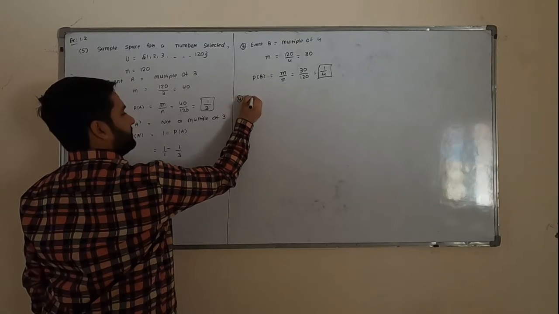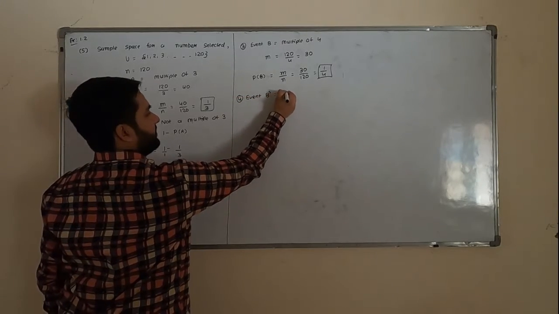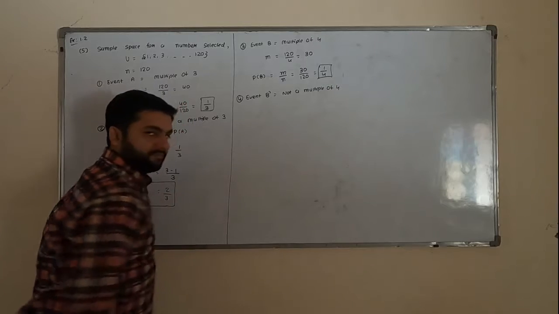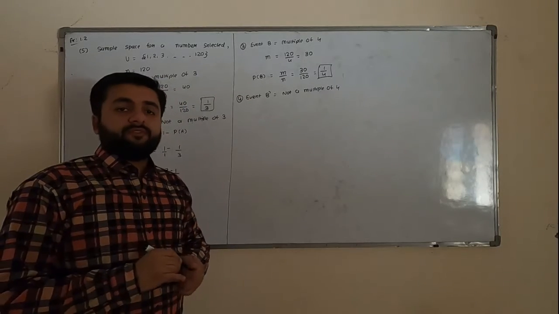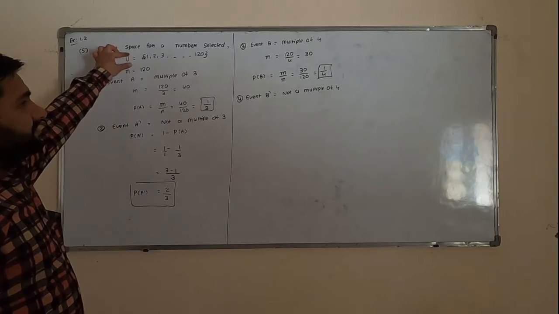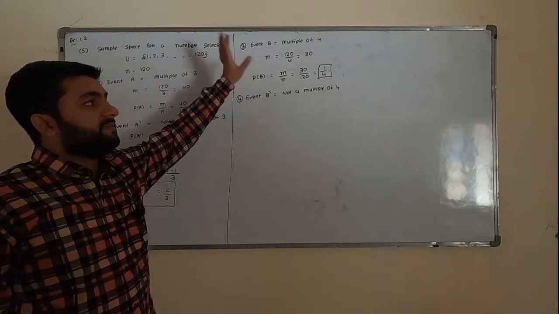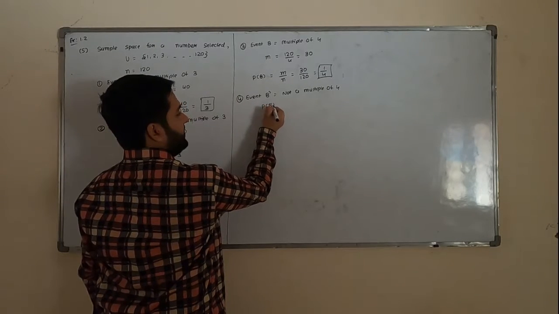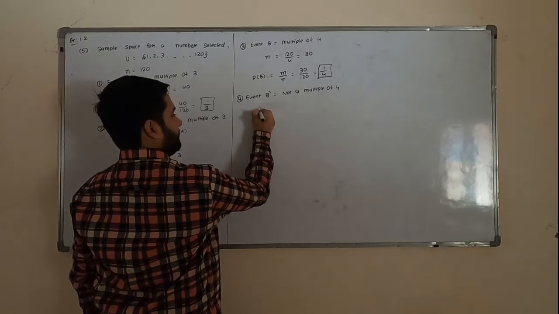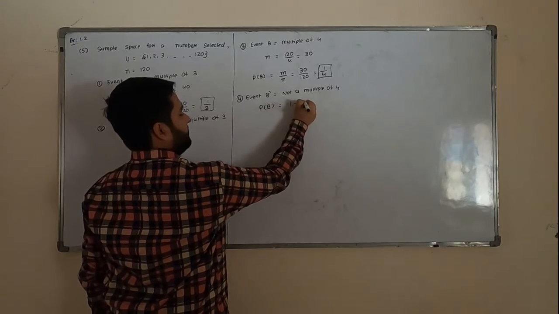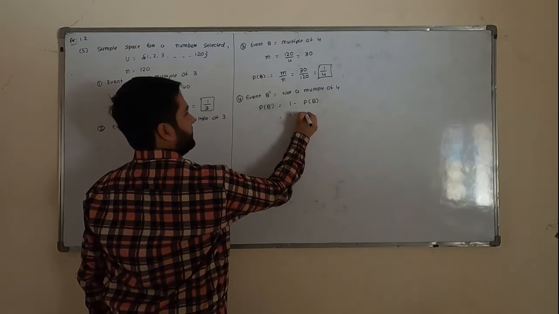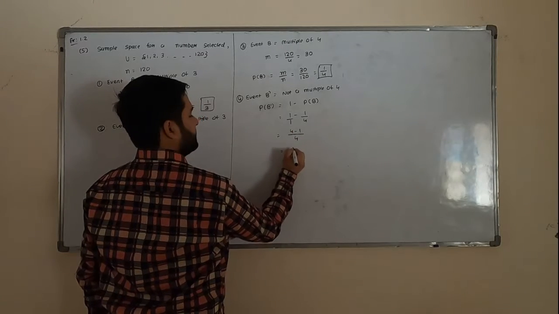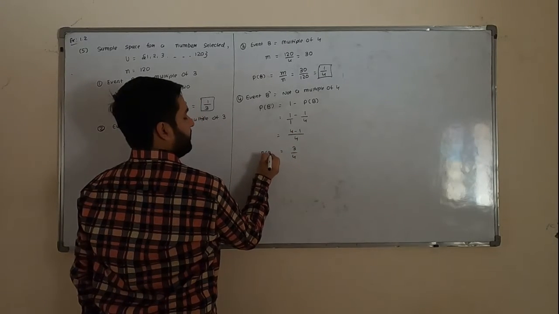Again, opposite to it, event B complement, not a multiple of 4. Event B shows the multiples of 4, so its complement will be the elements which are in U but not in B. In B it has multiples of 4, so in B complement it will not have any multiple of 4. So again P of B dash is equal to 1 minus P of B, 1 minus 1 by 4. 4 ones are 4, 4 ones are 4, 1 ones are 1, so 3 by 4. That is P of B dash.